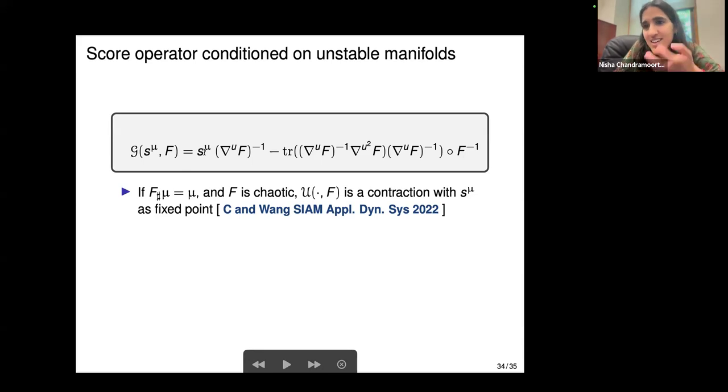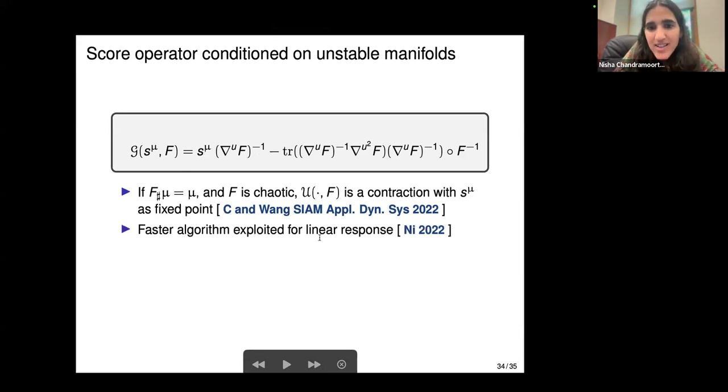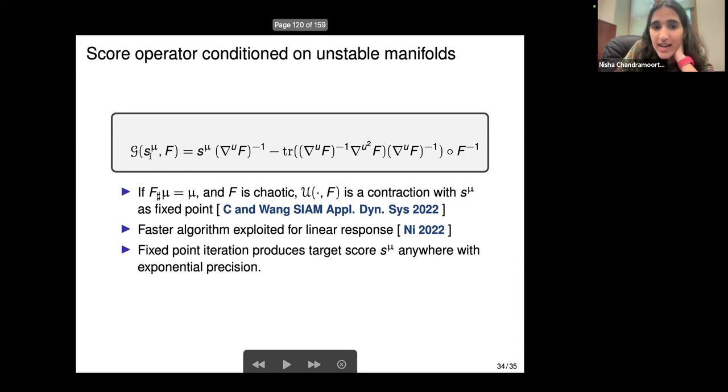We used this in a linear response algorithm, but I'll point out that there are faster ways to do fixed point algorithms for the score that Angshu has come up with. Either way, basically you do a fixed point iteration for the score, and I would like to see this used for sampling. Because it's a fixed point iteration, if you take an orbit of a chaotic dynamical system and perform this computation, all of these objects are computable. If you have the dynamics, you can take its derivative in the unstable direction. You can calculate these unstable directions using standard Lyapunov vector computations. And so you just use this recursively to obtain the score anywhere you want along an orbit.